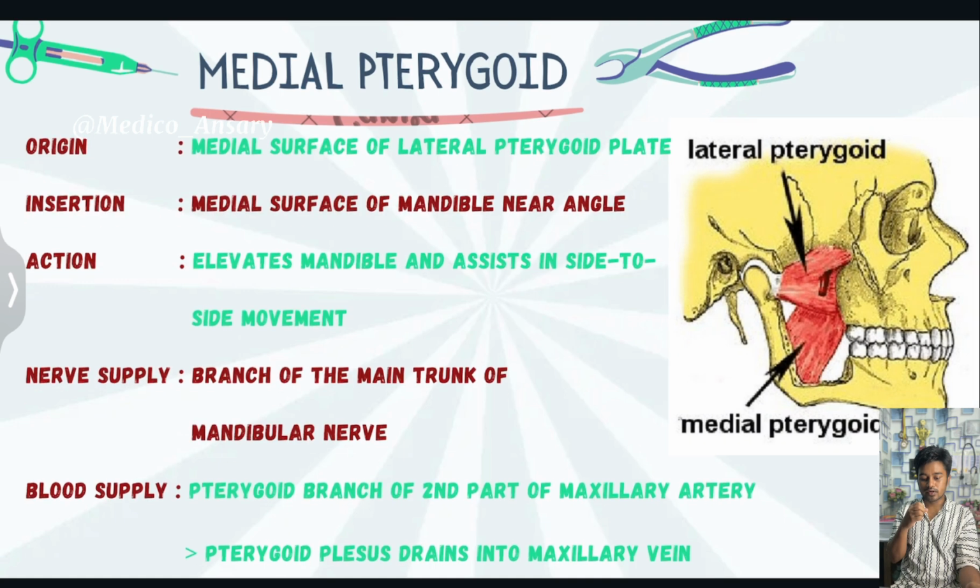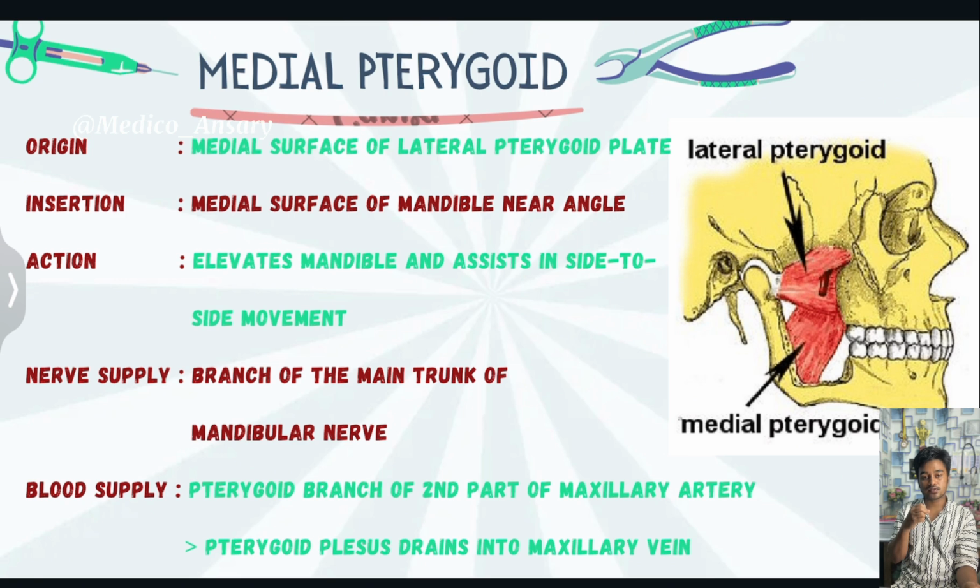Now the medial pterygoid originates from the medial surface of the lateral pterygoid plate and is inserted into the medial surface of the mandible near the angle. Action: elevates the mandible and assists in side to side movement. Nerve supply: branch of the main trunk of the mandibular nerve. Blood supply: pterygoid branch of the second part of the maxillary artery, and the pterygoid plexus drains into the maxillary vein.